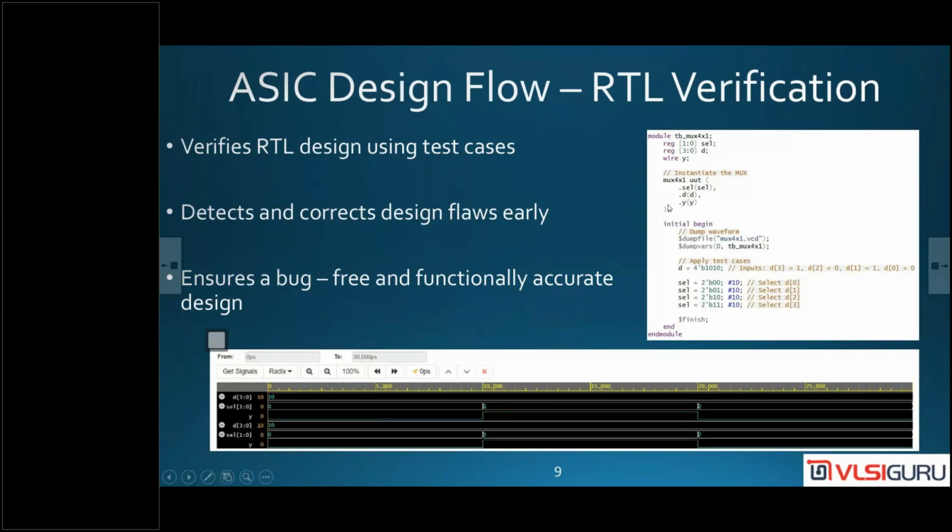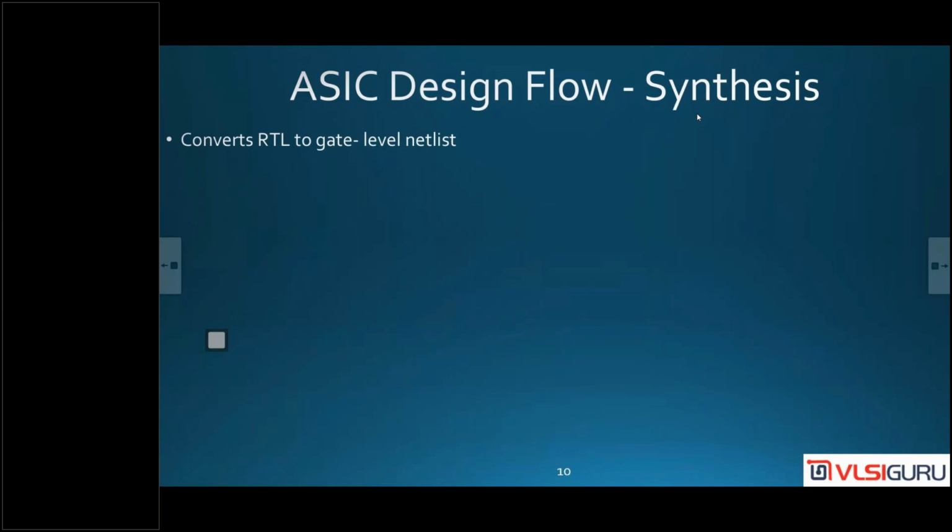So now, after RTL, see RTL verification is an intermediate step. Just verify the RTL. But my design is in what form? Now my design is in the RTL form. Next comes synthesis. What is synthesis? Convert RTL into gate level netlist.